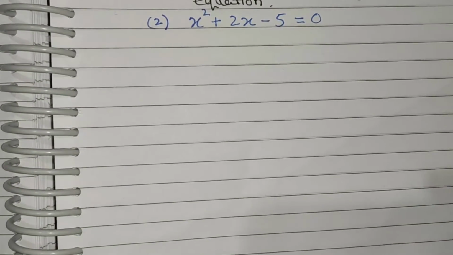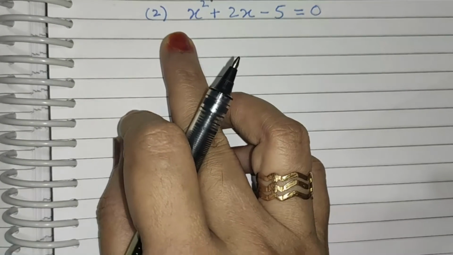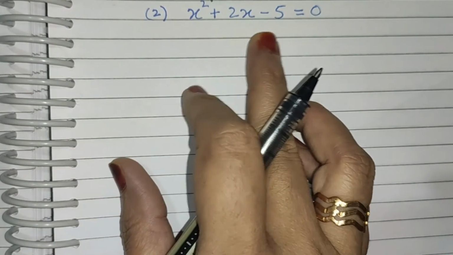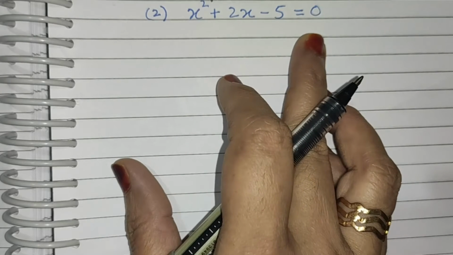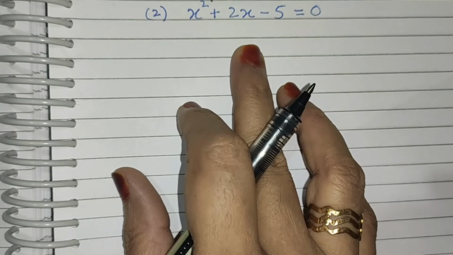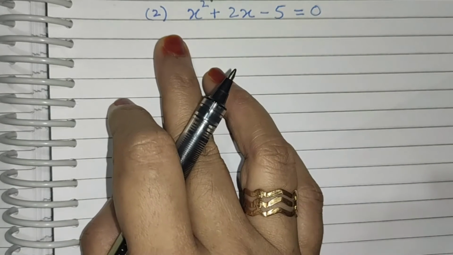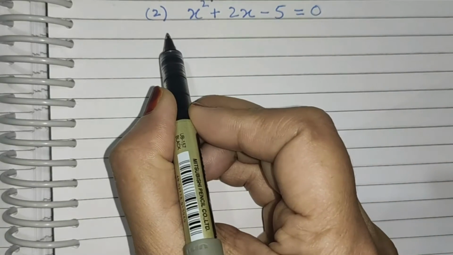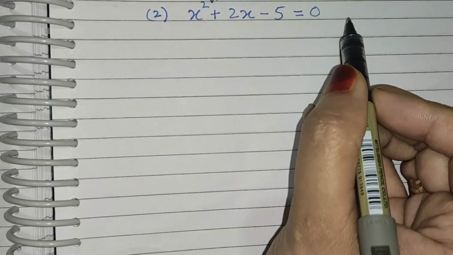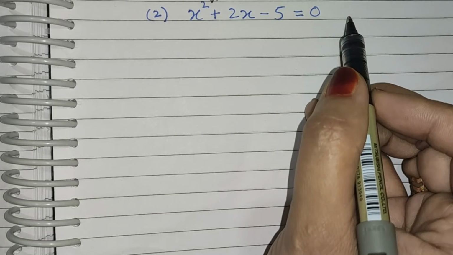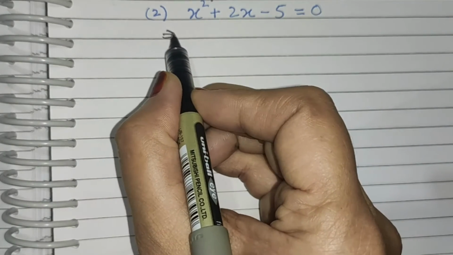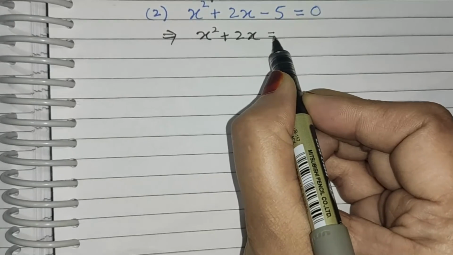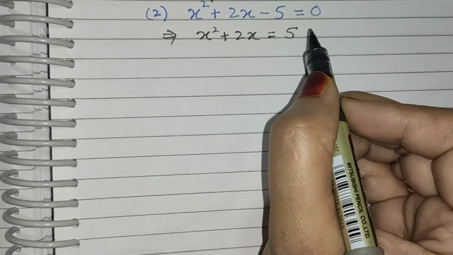Now look at the second example. Second question is x square plus 2x minus 5 is equal to 0. In this equation also a is equal to 1. Therefore transpose the constant number to right hand side. We get the equation x square plus 2x is equal to 5.